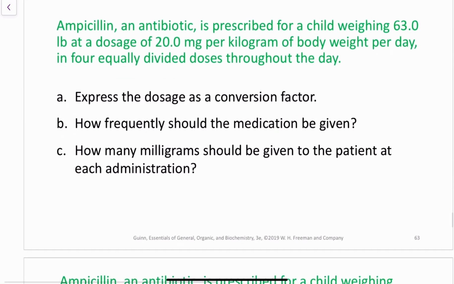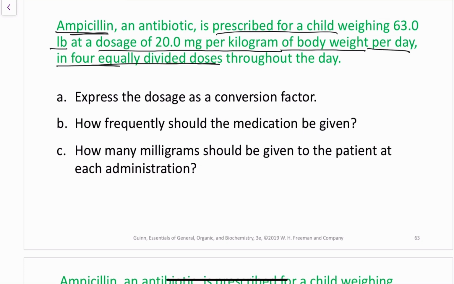Okay, so now let's try to solve some problems on dose calculation. Ampicillin, an antibiotic, is prescribed for a child weighing 63 pounds at a dose of 20 milligrams per kilogram of body weight per day in 4 equally divided doses throughout the day. Right? So what is given there? It says the weight of the child is 63 pounds, and you give a dose of 20 milligrams per kilogram of body weight per day, in 4 equally divided doses throughout the day.